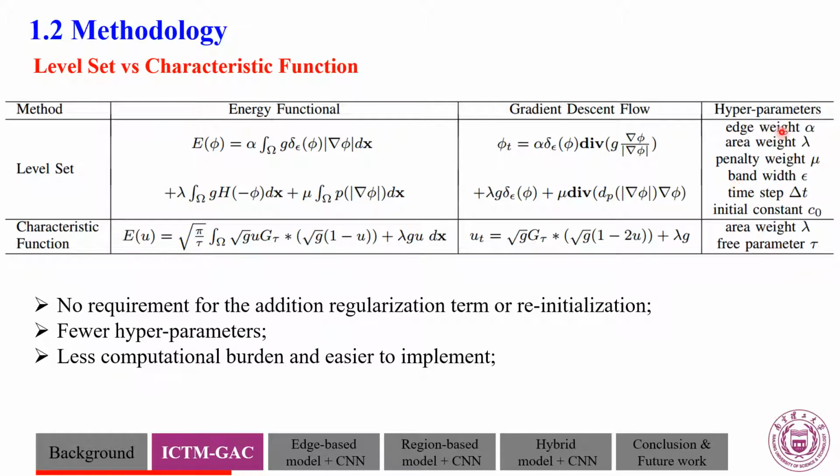It can be found that the level set method has 6 hyperparameters, while our method only has 2 hyperparameters. Third, our method has less computational burden and is easy to implement. When we compare the gradient descent flow, we can find that the level set method needs to solve this high order PDE, while the main operations in our method only contain convolution and thresholding, which is very easy to implement.